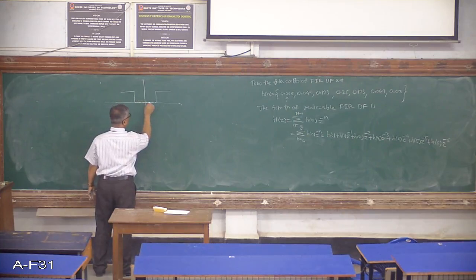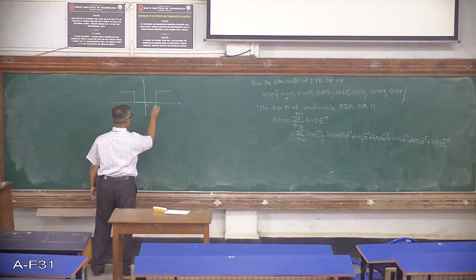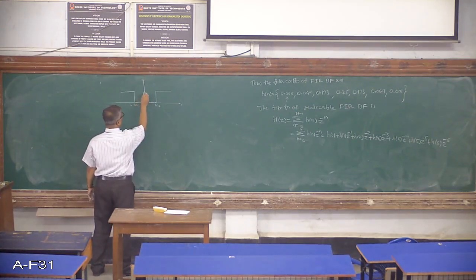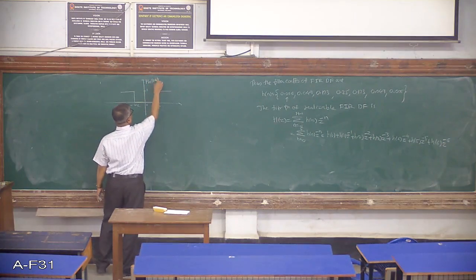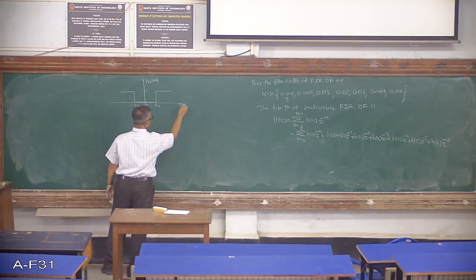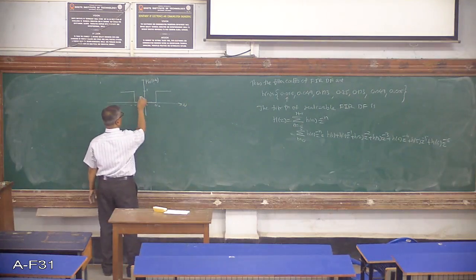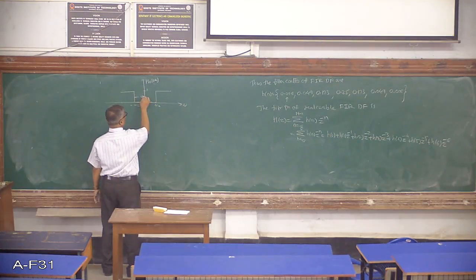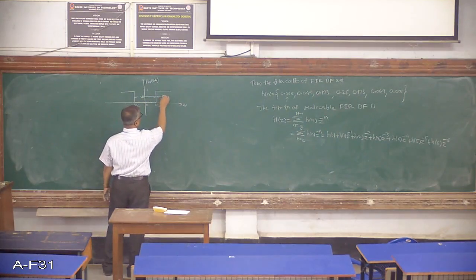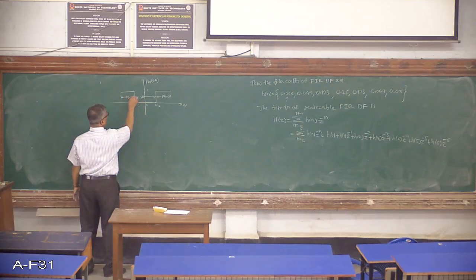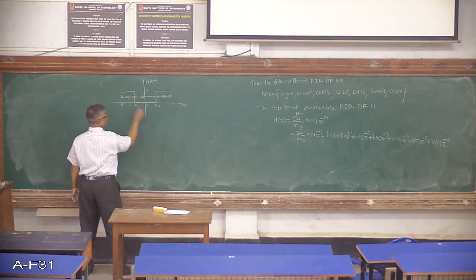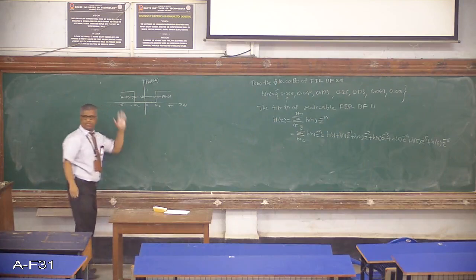I am taking the ideal case. Let us call this omega c, and this is minus omega c. This is gain 1. The desired frequency response will graphically look like this. Here this is your stop band, and the pass band is here, say from minus pi to plus pi. So this is how it looks.